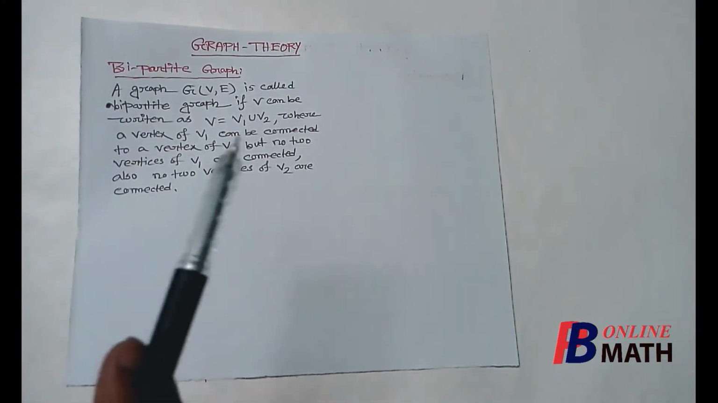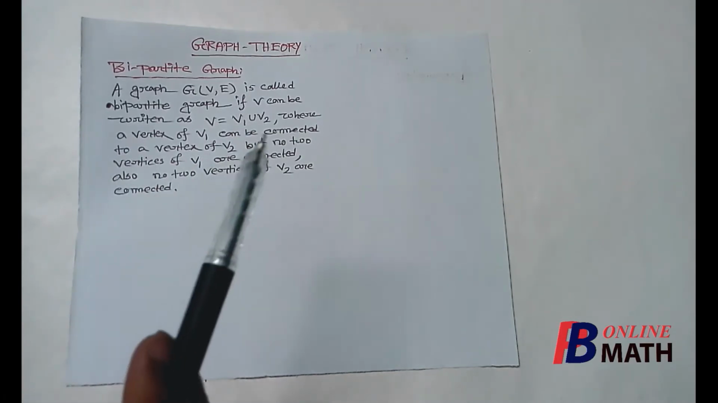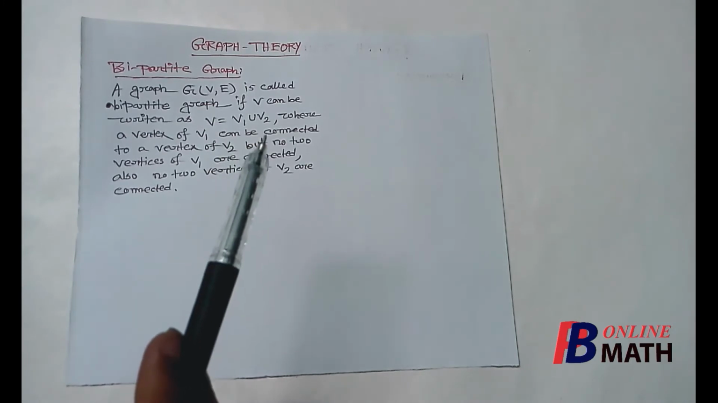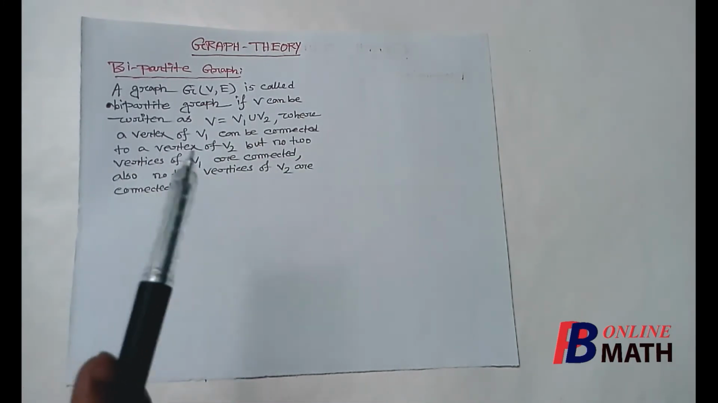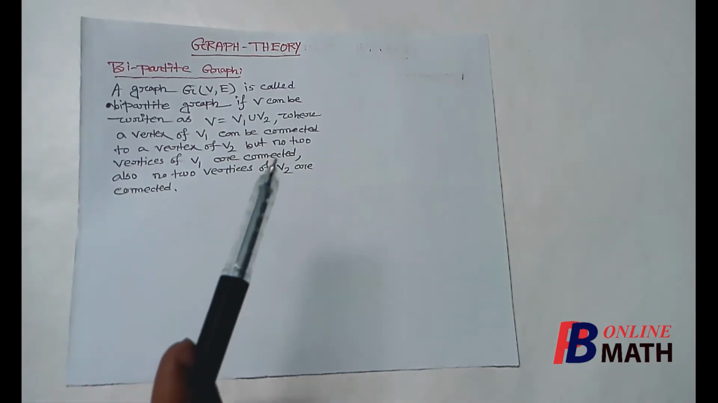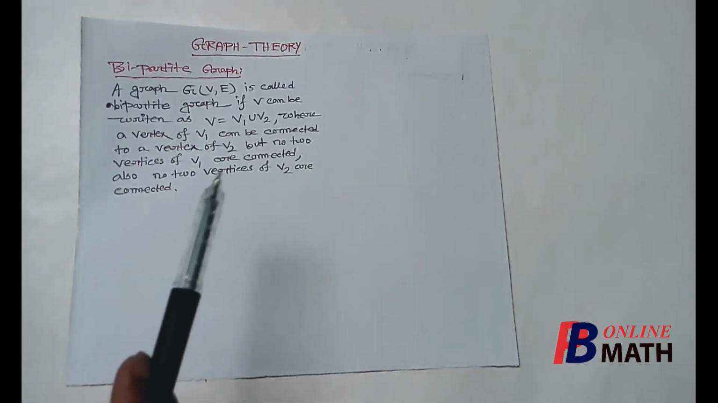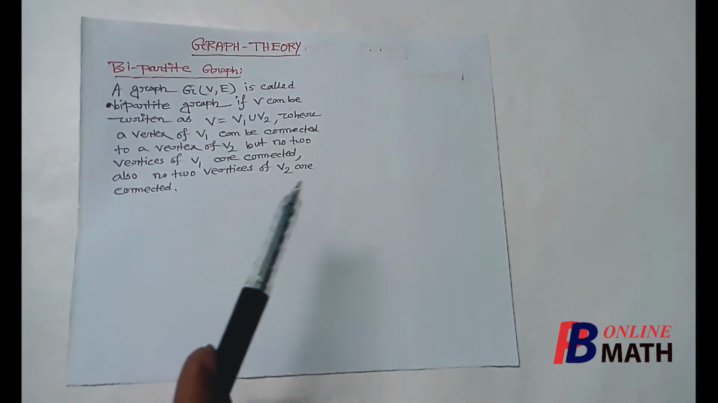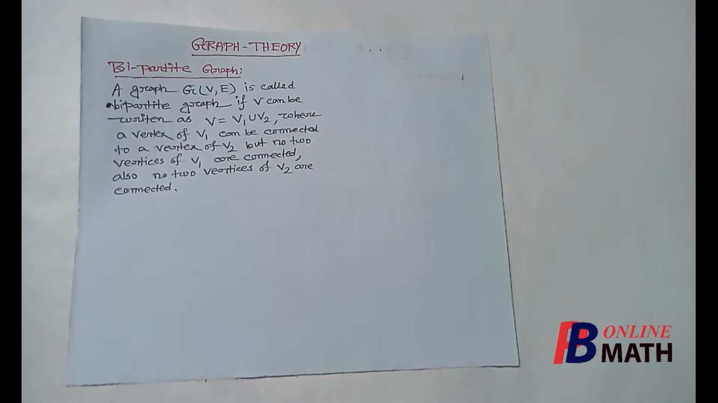A graph G is called bipartite graph if V can be written as V equal to V1 union V2, where a vertex of V1 can be connected to a vertex of V2 but no two vertices of V1 are connected. Also no two vertices of V2 are connected. So let us explain this.